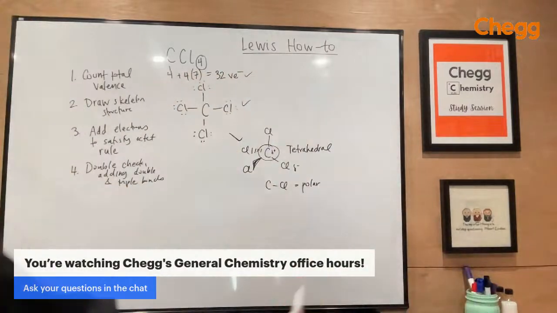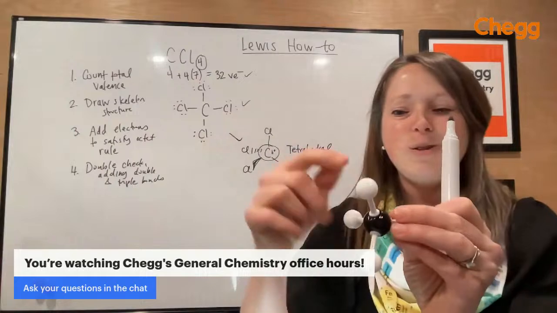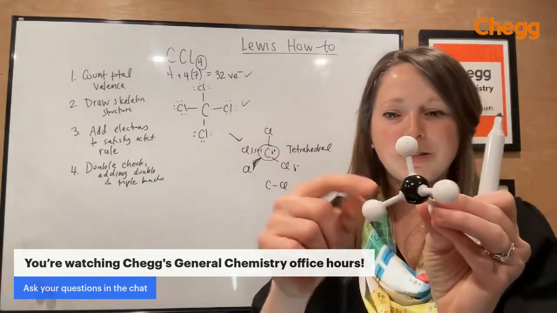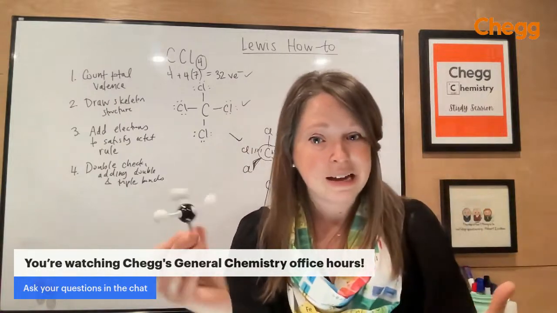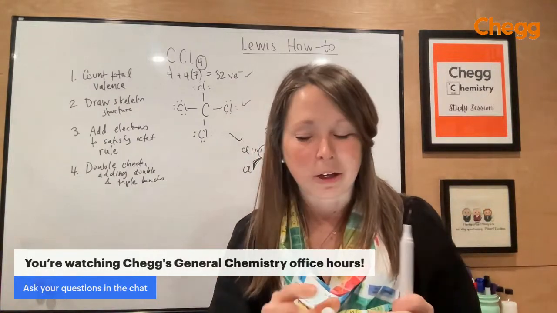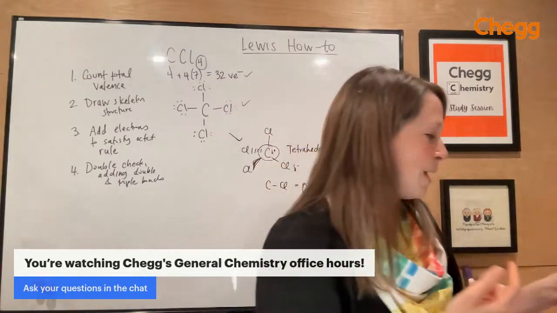Give me a second. So in this tetrahedral molecule, right, even though this bond is polar, so is this one, and that one, and that one. So essentially, all of the dipoles cancel out, making this a non-polar molecule overall. So that's why we care about Lewis structures. All right, so quick example of a Lewis structure.